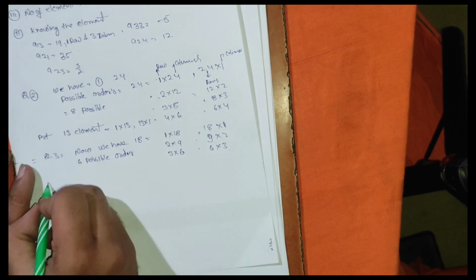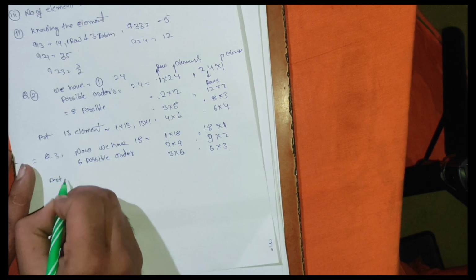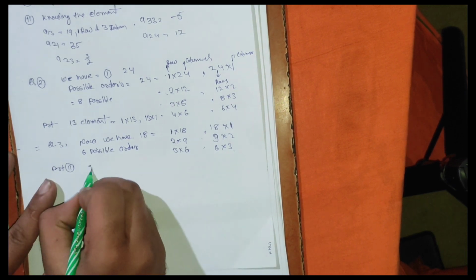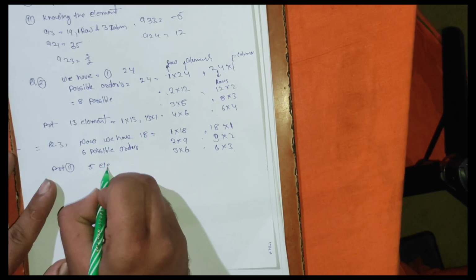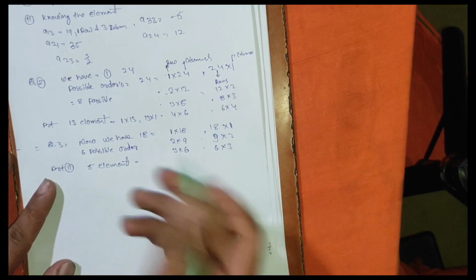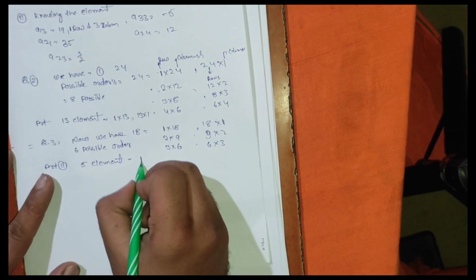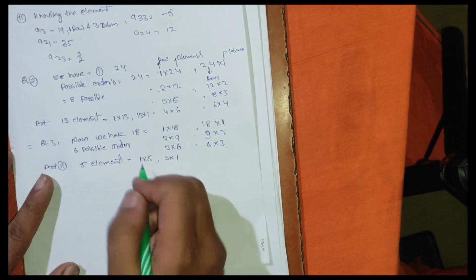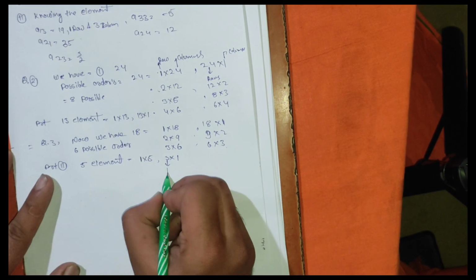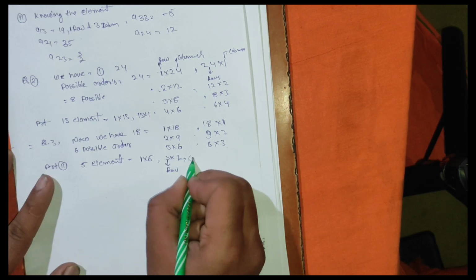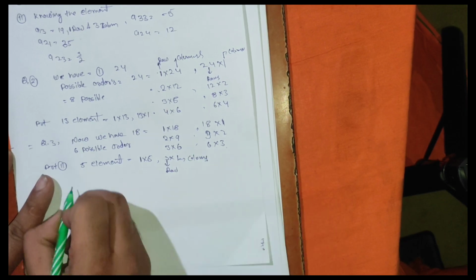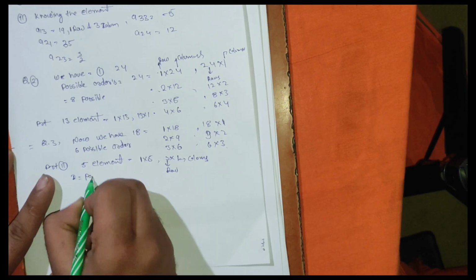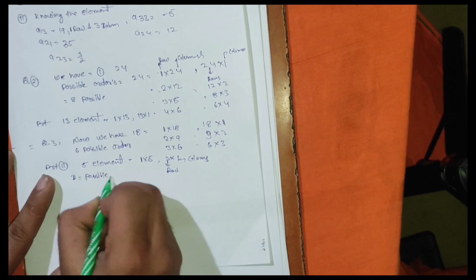Now the part 2: we have 5 elements in the matrix. So it has 1 by 5 and 5 by 1, which is 5 rows and 1 column. So here there are 2 possible orders.